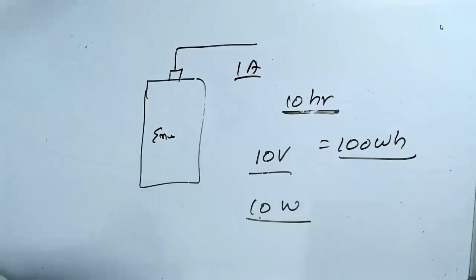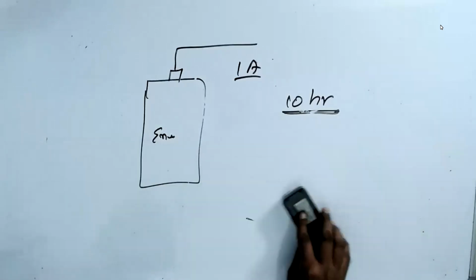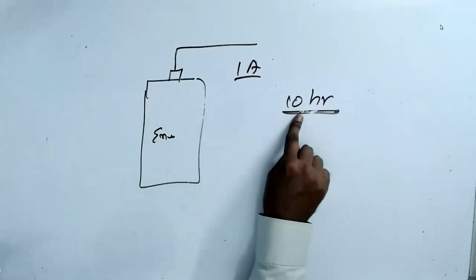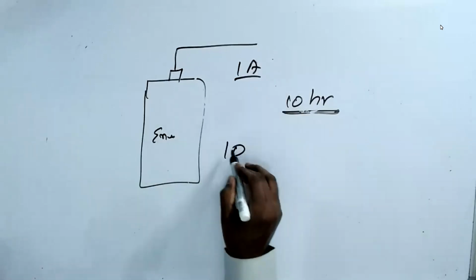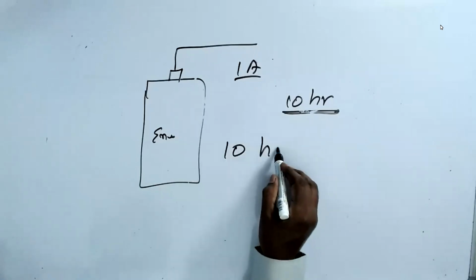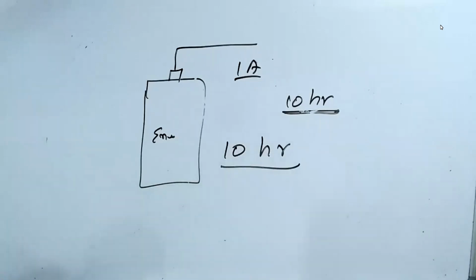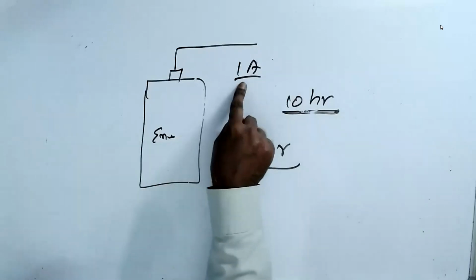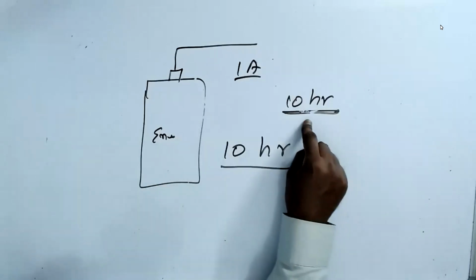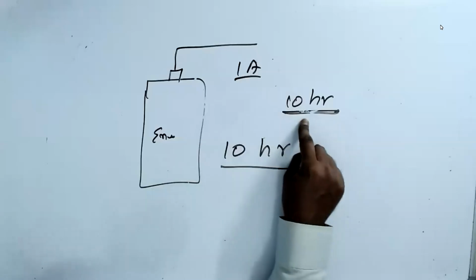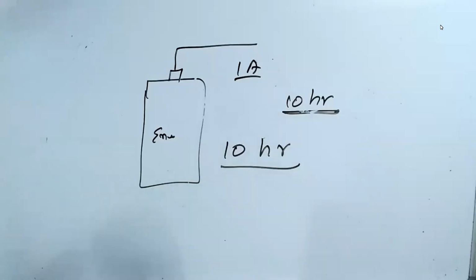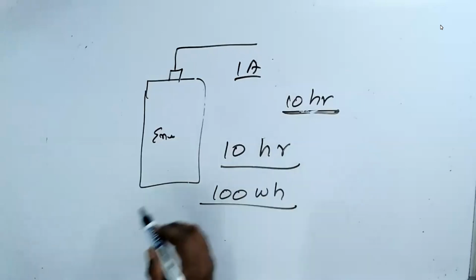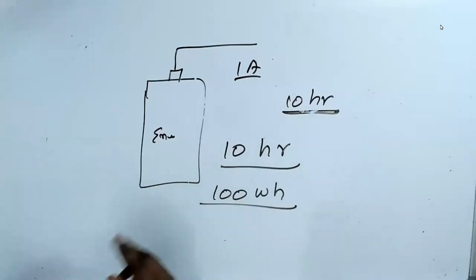But now you think that this guy is giving how much? 1 ampere for how many hours? 10 hours. I can say this is 10 ampere hours. I can call this a 10 ampere hour also. Understand one thing. You are drawing 1 ampere for 10 hours. Then I can call this, both are the same. I can call this 100 watt hour or 10 ampere hour. Both are same. Please understand. Don't get confused.